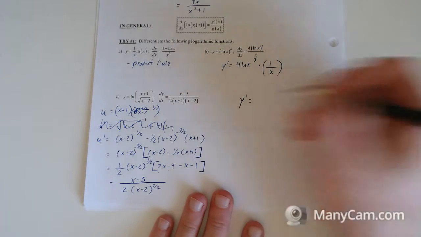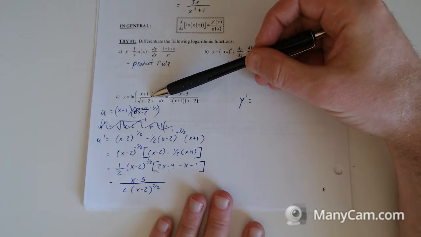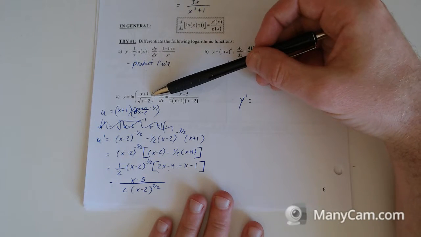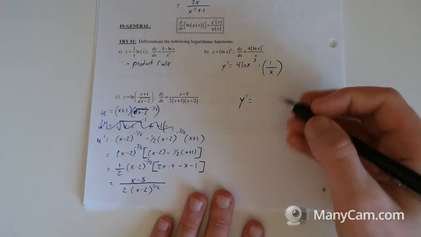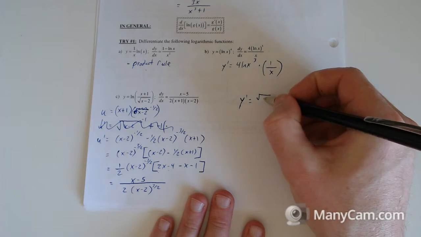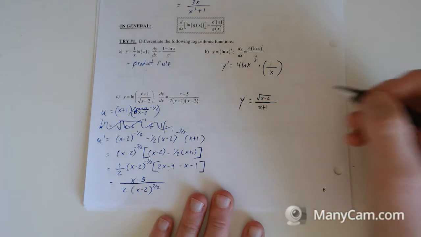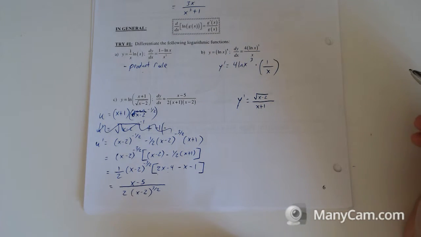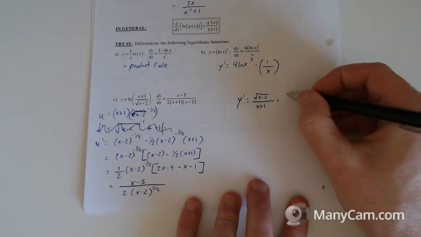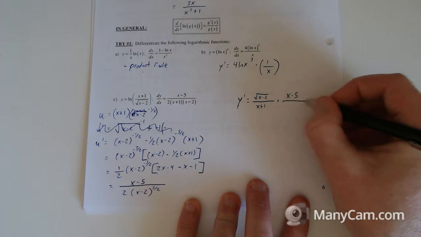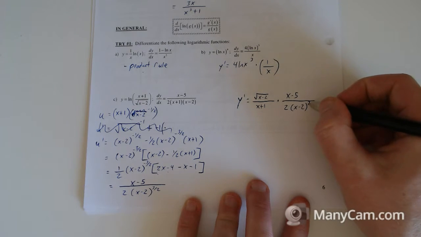So y prime is equal to derivative of the outside, which is 1 over this thing. And that's the same as saying this thing to the power of negative 1, which actually just flips these terms upside down when it's a fraction. So it becomes x minus 2 all over x plus 1. That's the ln part times the derivative of the inside, which we have down here, which is x minus 5 all over 2 x minus 2 to the power of 3/2.